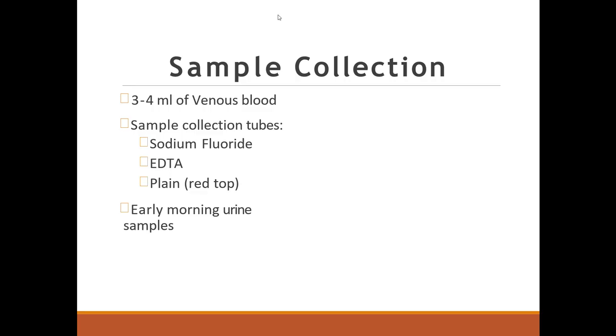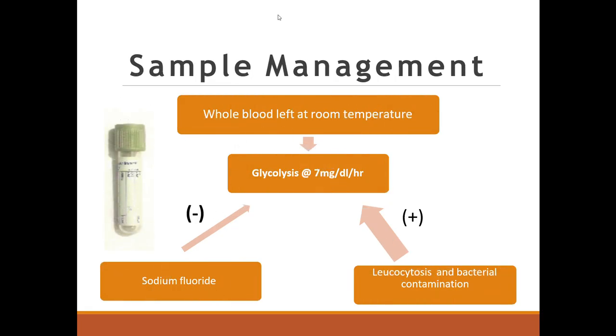Sample collection. There are two samples that are collected for laboratory tests. There are 3 to 4 ml of venous blood. These samples are collected in sample collection tubes, that is a combination of sodium fluoride, EDTA, and plain red top. Early morning urine samples. Sample management: whole blood at room temperature, sodium fluoride, leukocytosis and bacterial contamination, glycolysis at 7 milligram per deciliter per hour.